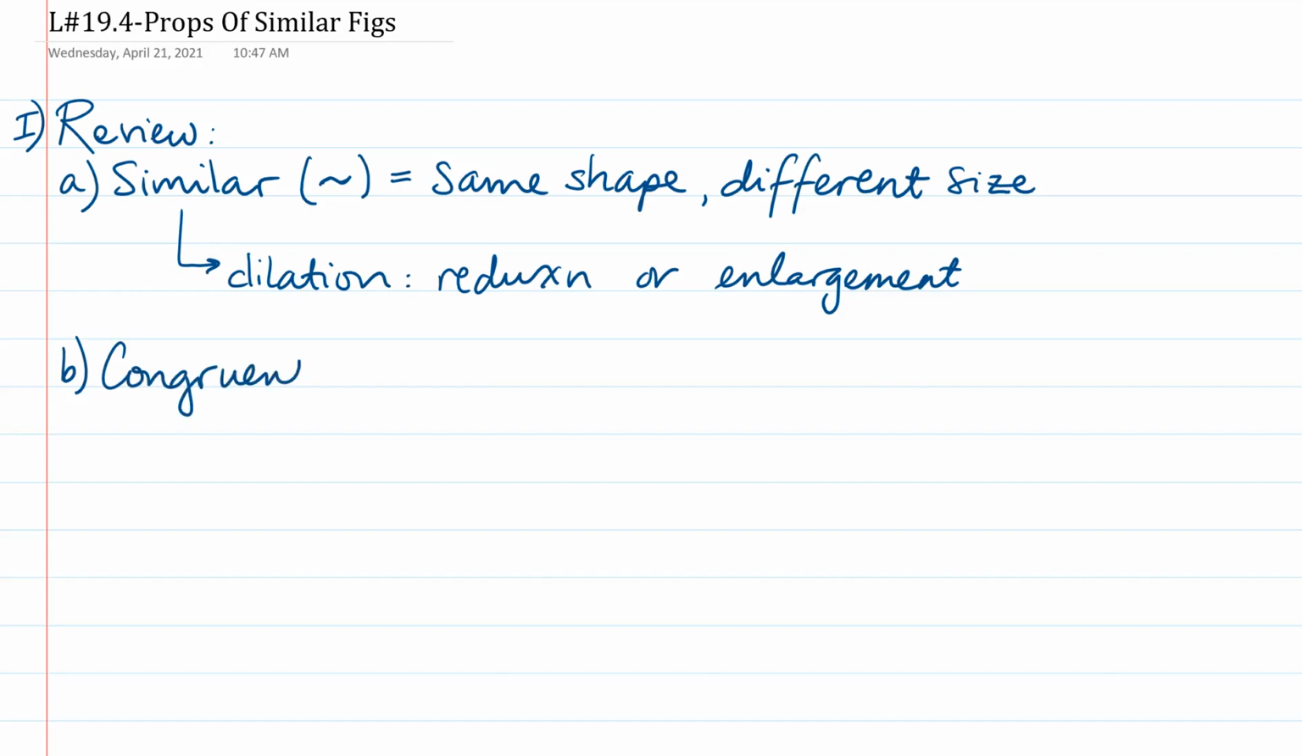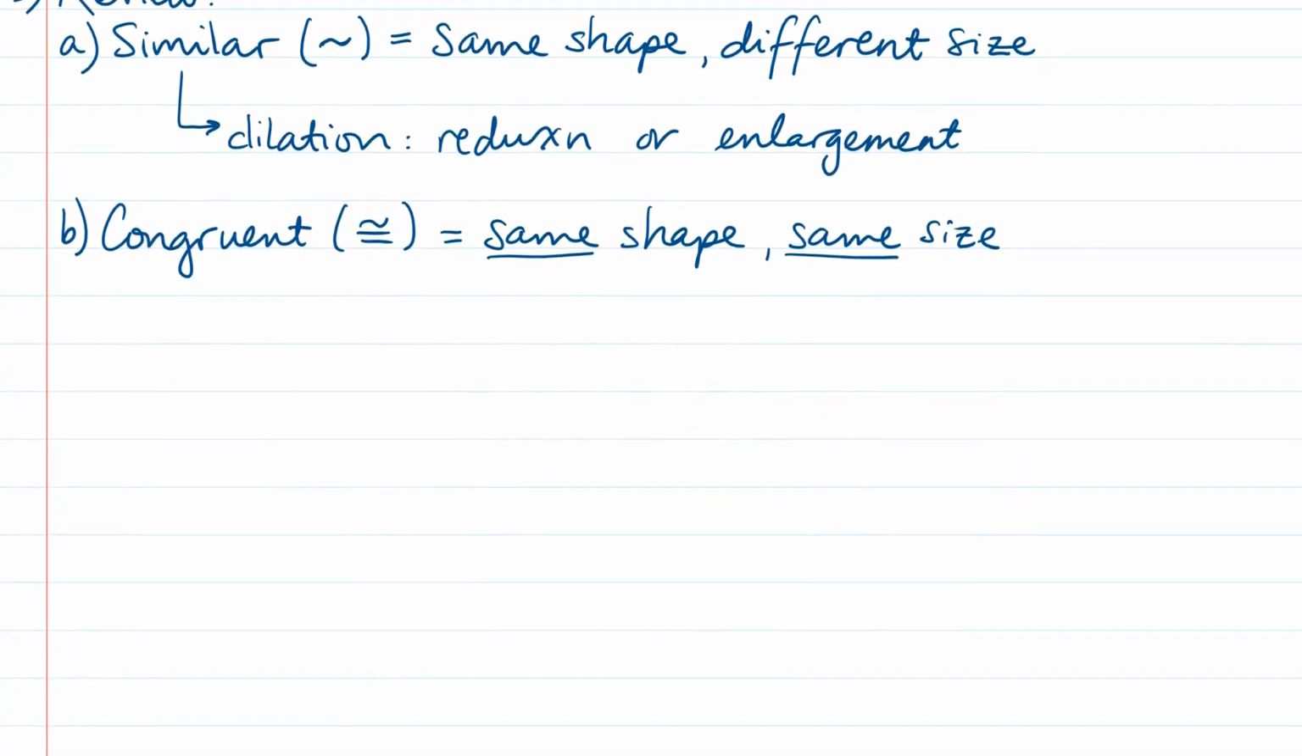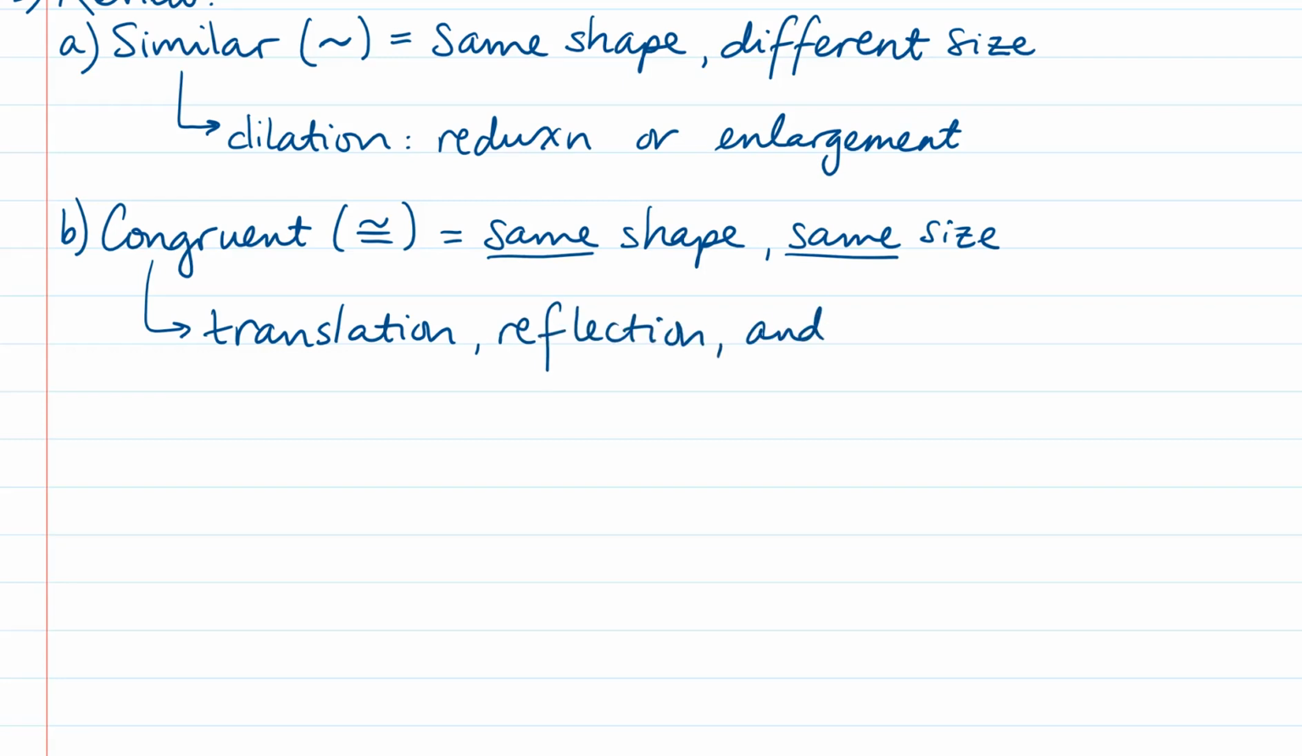Congruent, which is an equal sign with a squiggly on top, means the figure has the same shape and same size. So with congruency, your transformation can be a combination of translation, reflection, and or rotation.